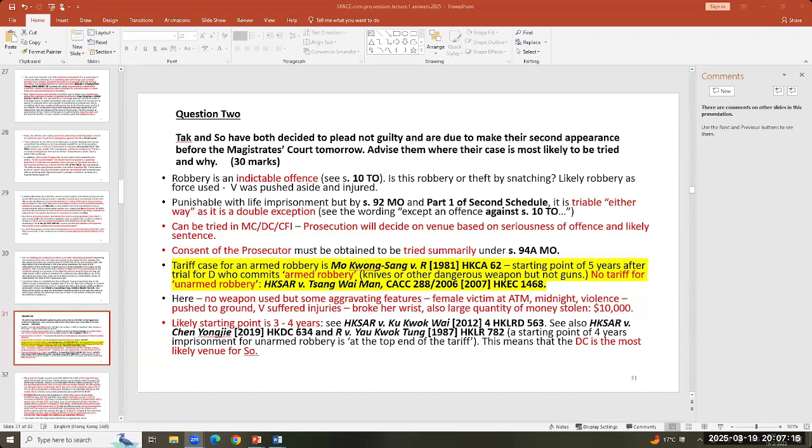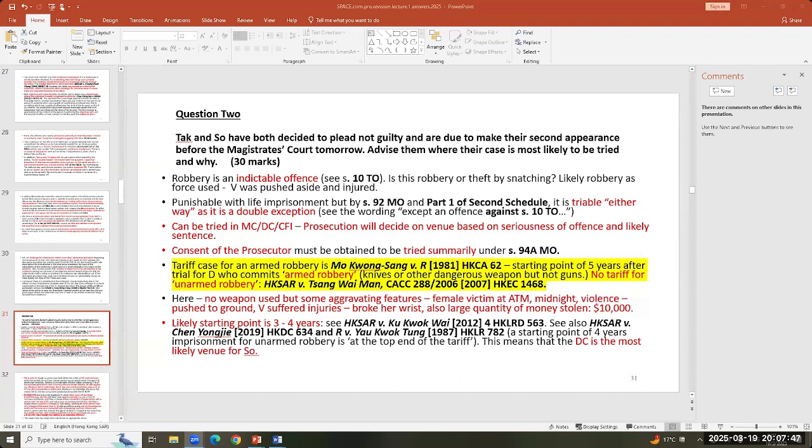But there are aggravating features in the fact pattern. It occurs late at night. It's out in public. There's violence. They push her to the ground. She breaks her wrist. It's a large amount of money, $10,000. Yes, at the end of the day, it's recovered. It's not like they voluntarily hand it back, okay? So likely starting point is probably around 3 to 4 years. And I just put some cases for you here. So that means that the district court is probably the most likely venue for SO.